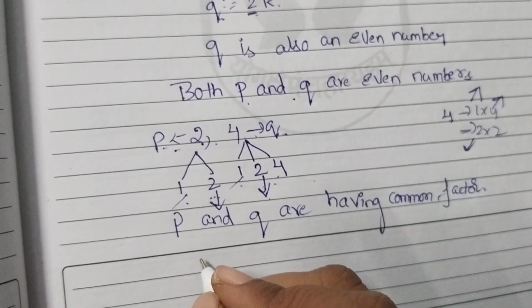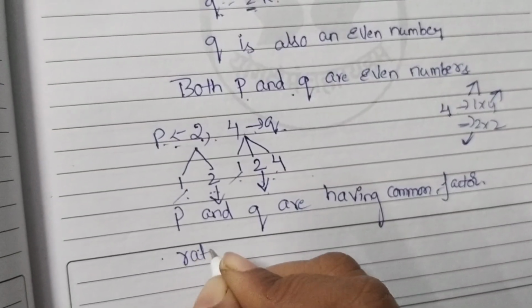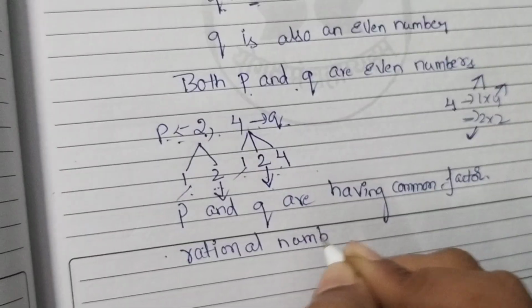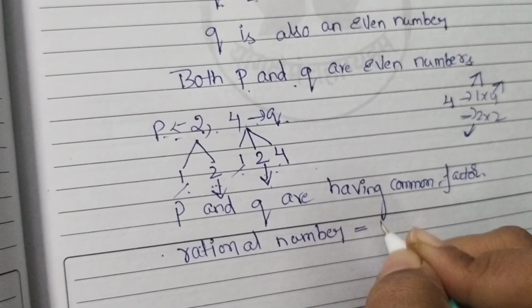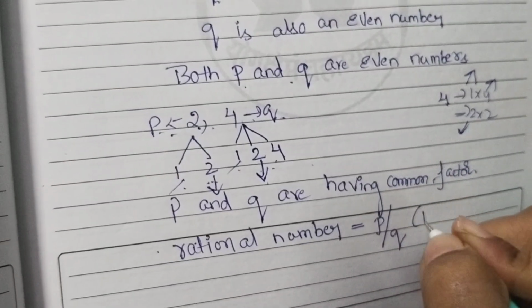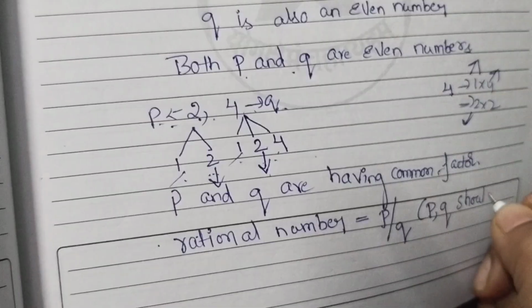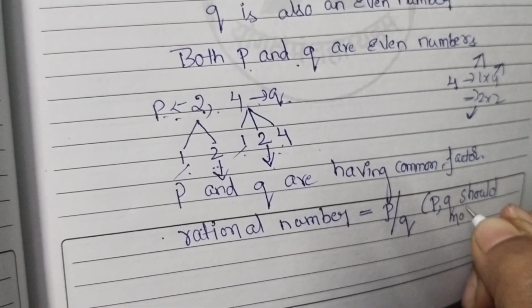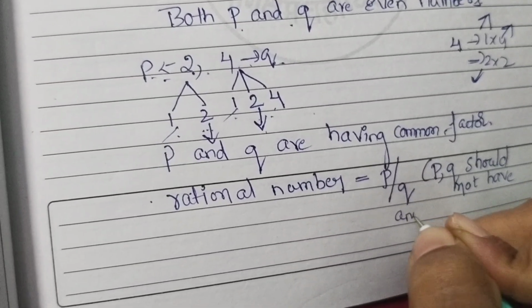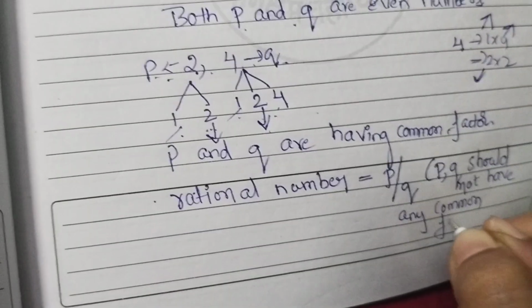Is it a rational number, children? Is it a rational number? Tell me. No. Because what is the definition of a rational number? It is written in the form of p by q, and p and q should not have any common factor.